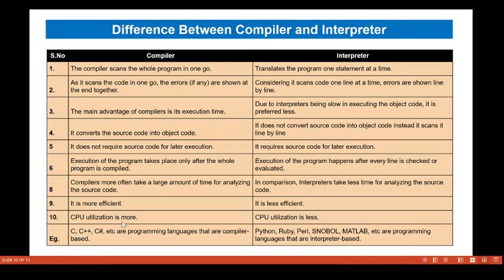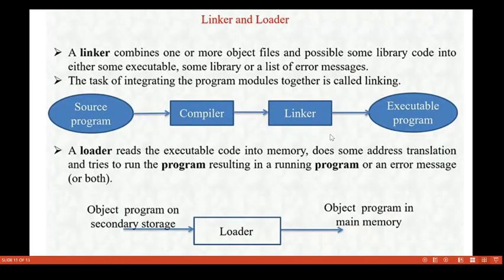Why? Because the interpreter executes line by line, but the compiler, after it finishes compiling the whole program, then executes it in one go. Examples of compiler-based programming languages are C and C++. But Python, Ruby, and Perl are all high-level programming languages too, and these are interpreter-based. This is all about the difference between compiler and interpreter for this video. So let's see the next slide.